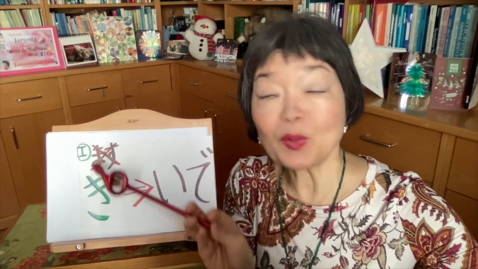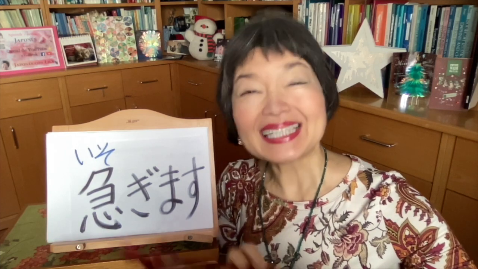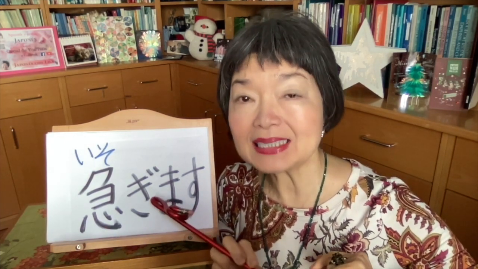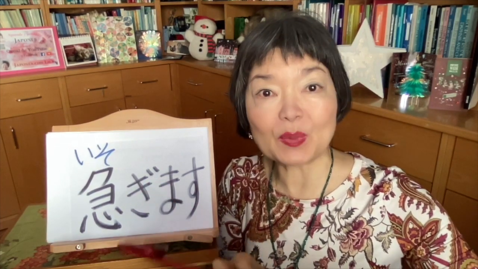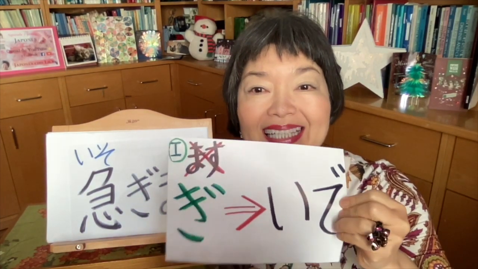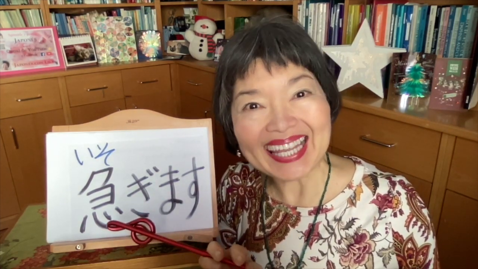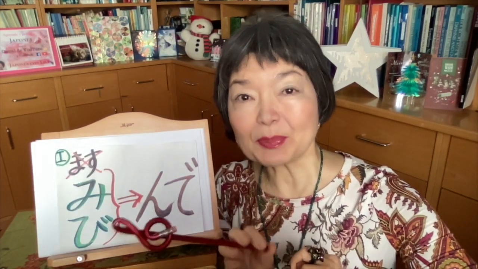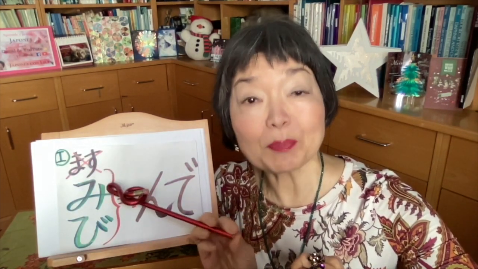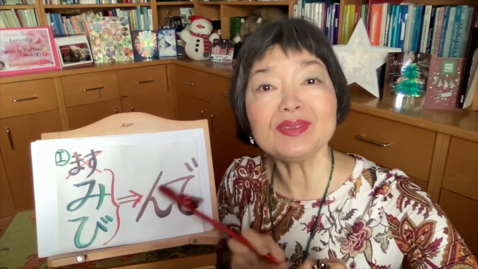Aruite. The second case: when there's gi just before mas, then this gi changes to ide. The example, isogimasu, this means to hurry. So isogimasu, there's a gi sound. So gi changes to ide. So the te form is isoide. Isoide, hurry up.